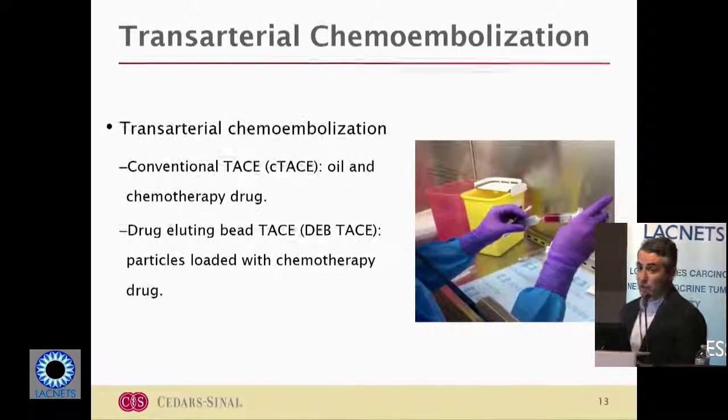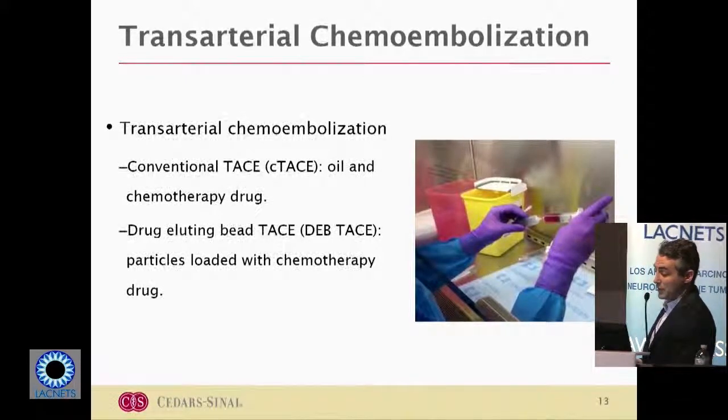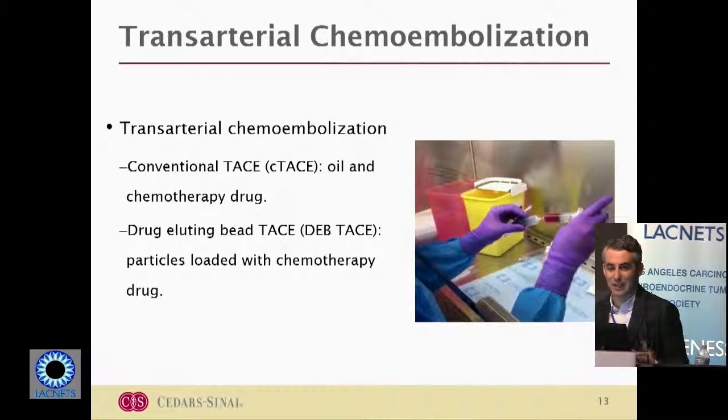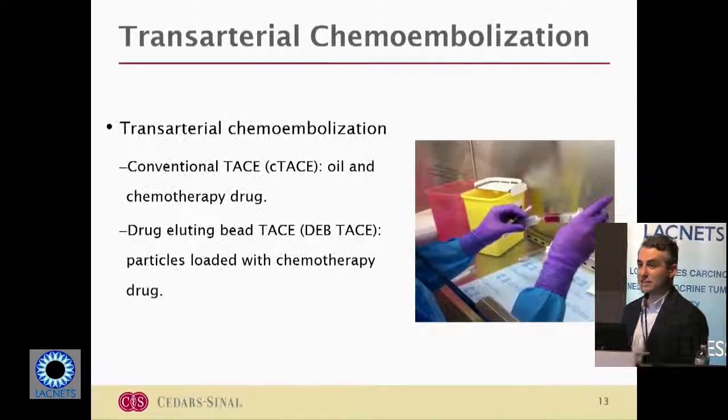Now, chemoembolization. There are two types of chemoembolization. There's a type where we use microspheres and load them with chemo. We actually don't really like using that anymore because there's a higher incidence of infection and biliary injury. So we pretty much rely on conventional TACE.